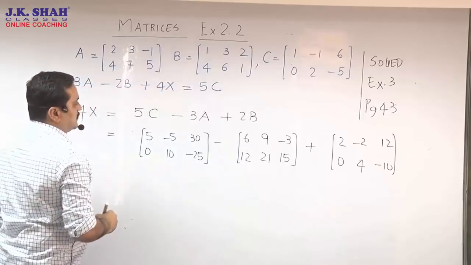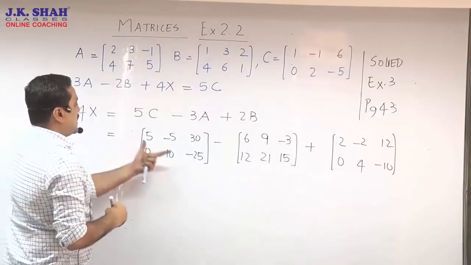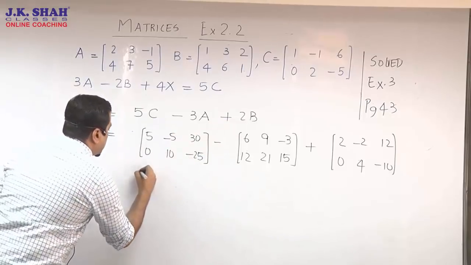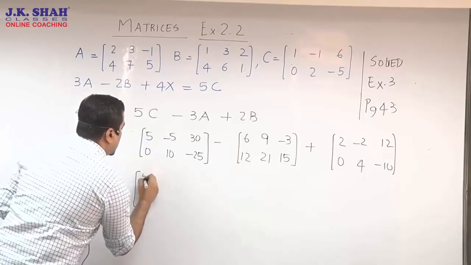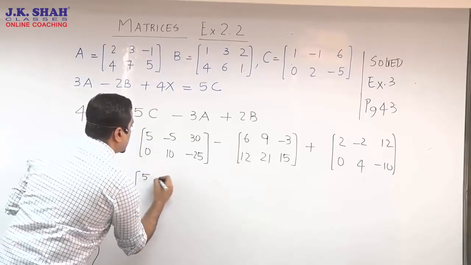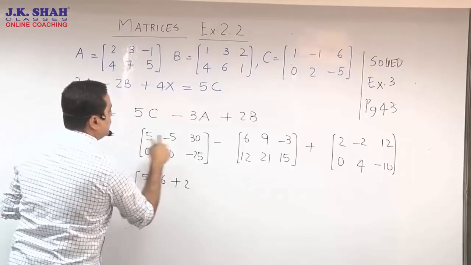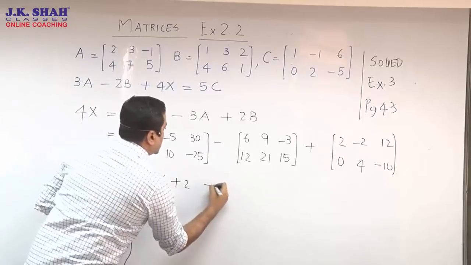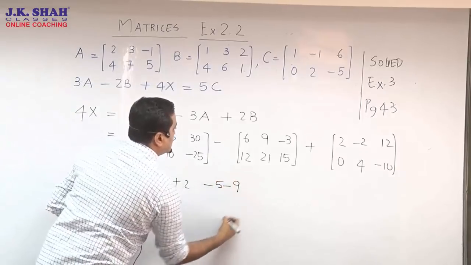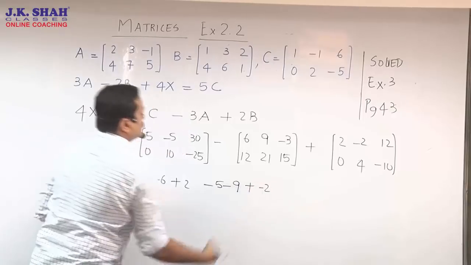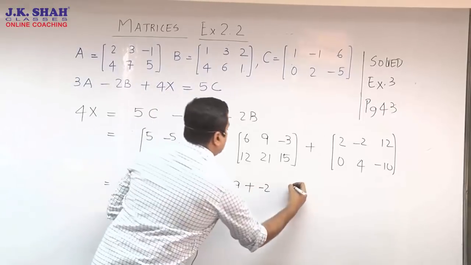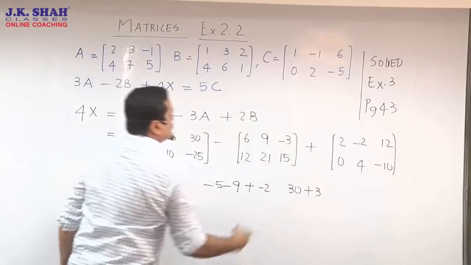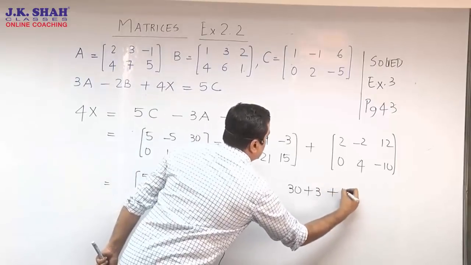Almost into the last step, we need to finish this off now. It's matrix minus matrix plus matrix. So perform the same for the corresponding elements. I'll show you how. If we pick up the first element, it's going to be 5 minus 6 plus 2. Likewise, we do it for all other elements. Minus 5 minus 9 plus minus 2. The last one in that, 30, it's going to be plus 3. Be careful. And then plus 12.